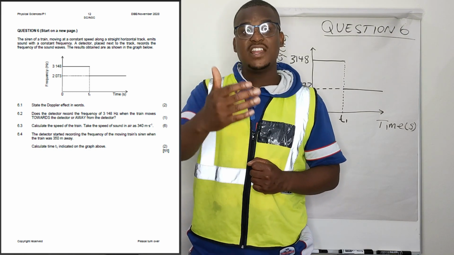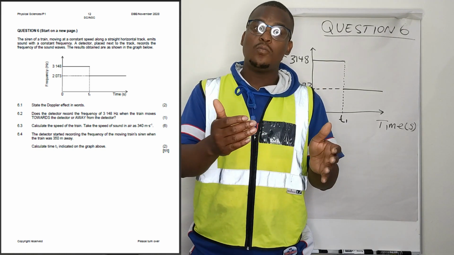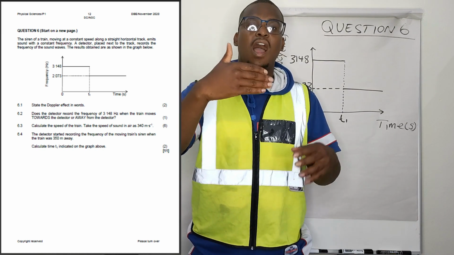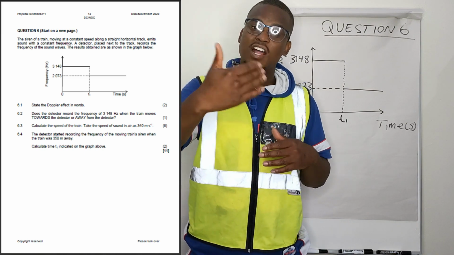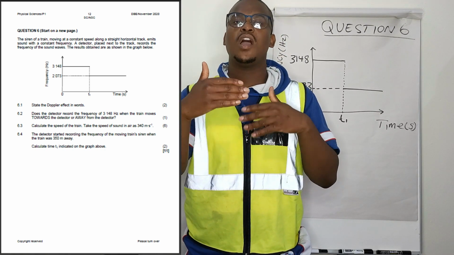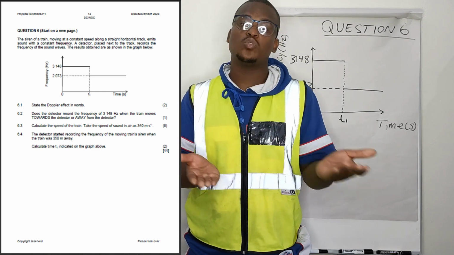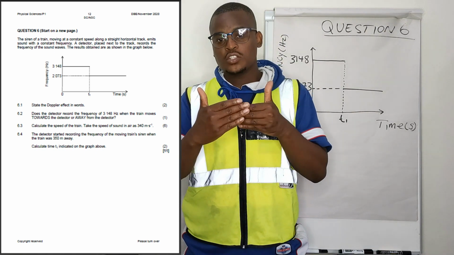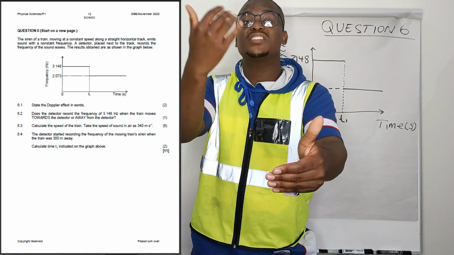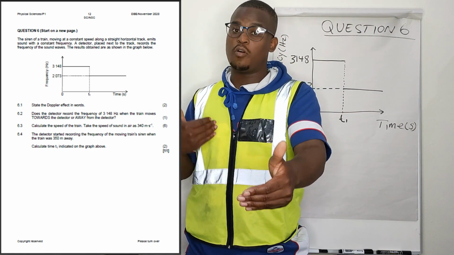But now, if the train is moving away from the detector or from the listener, the sound waves will reach the detector at longer time intervals. So fewer sound waves will reach the detector per second, and the observed frequency will be lower. So if the source of sound is approaching you, you'll observe a higher frequency. If it's moving away from you, you will observe a lower frequency.